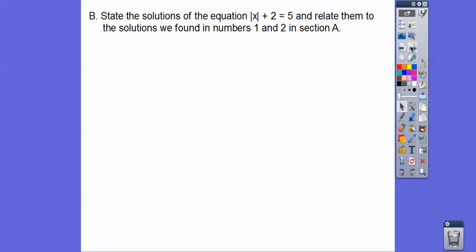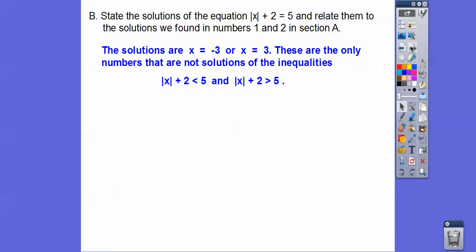State the solution of the inequality. The absolute value of x plus 2 equals 5, because we had less than 5, then greater than 5. Here it's equal to 5. And how does that relate to the solutions we found in numbers 1 and 2 in section A? Well, 3 plus 2 equals 5. So what number would get us 3 when we plugged it in here? X equals -3 or +3. So -3 or 3 works, and they're the only numbers that are not solutions of the inequalities in numbers 1 and 2.